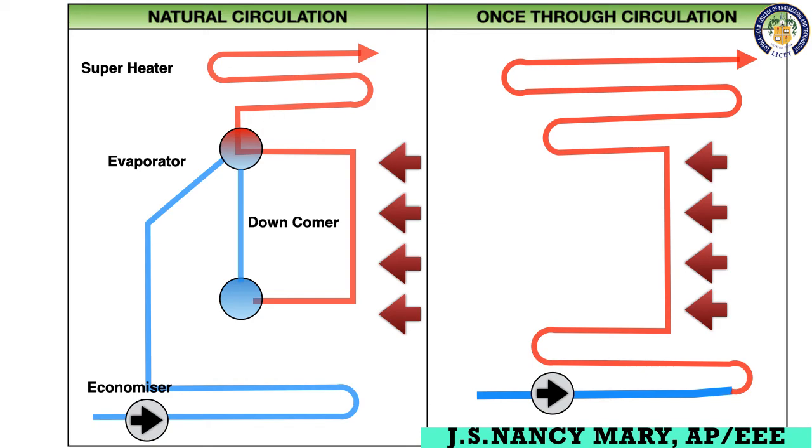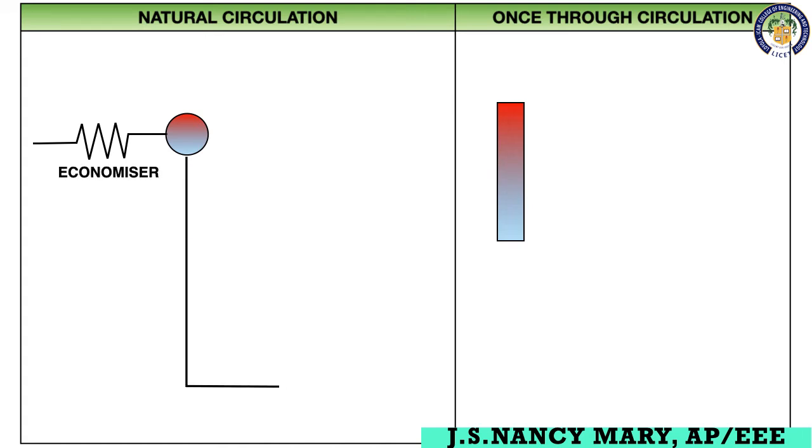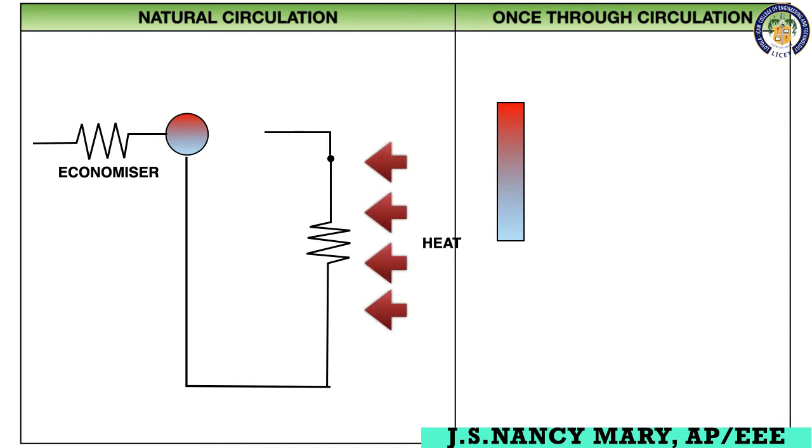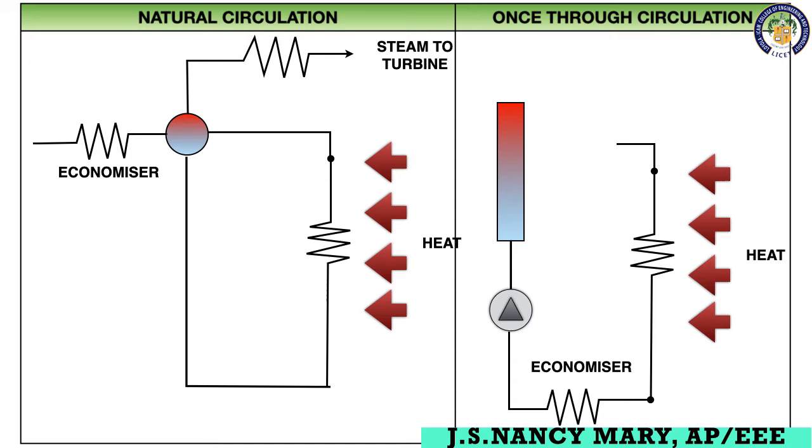Now, again, I'll show you. We have the economizer, the downcomer, and then the heat is given here. Then you have the steam to the turbine. But when you are coming back here, it is just once through. From the economizer, it goes to the heat. The steam is given here, and it is liberated like this. So this is your once through circulation.